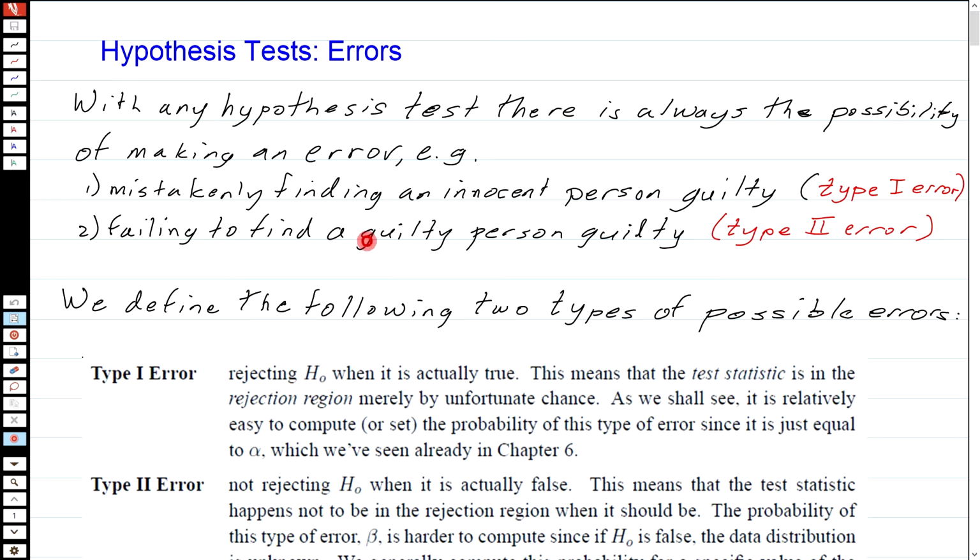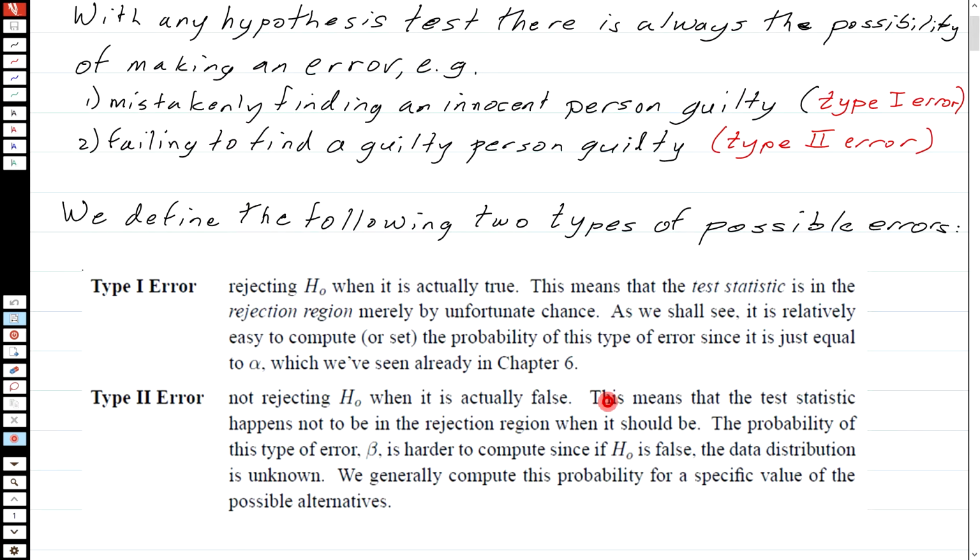The type 2 error is that we fail to find a guilty person guilty. That means that we fail to reject H naught when it is actually false. Again, H naught is that a person is innocent. If that is false, then they're guilty. And if we fail to find them guilty, then we've made a type 2 error. And then basically here are the formal definitions.